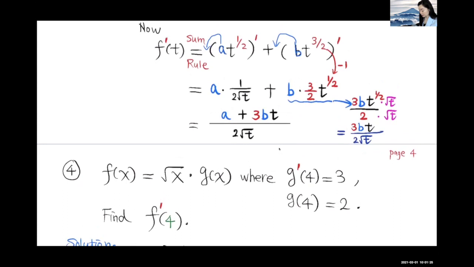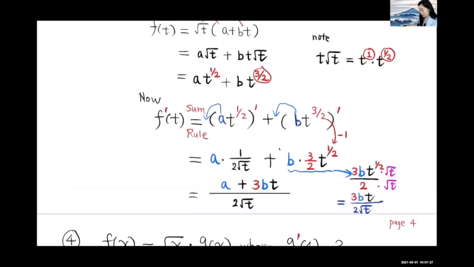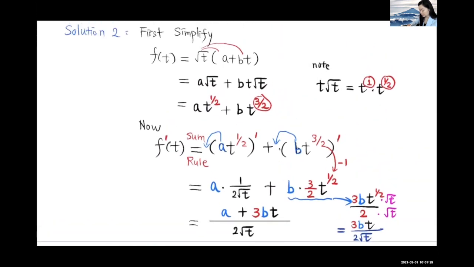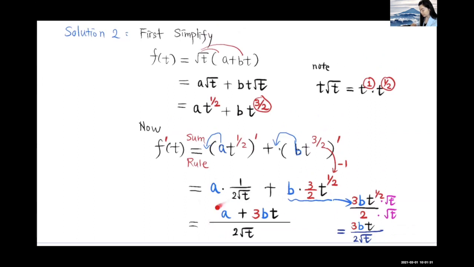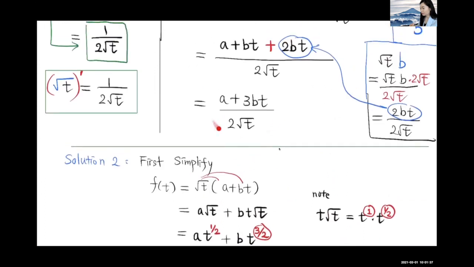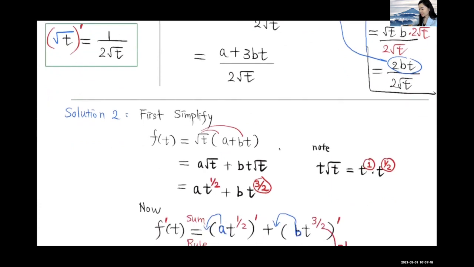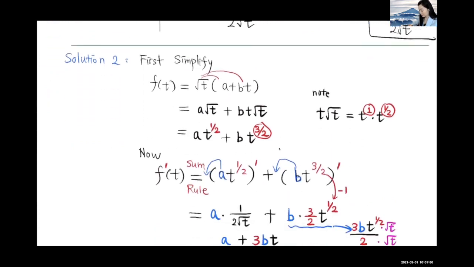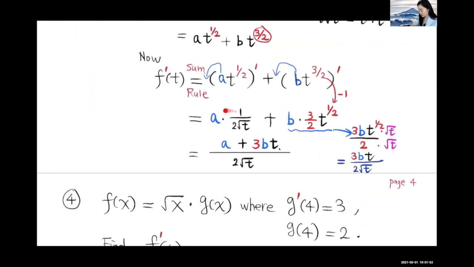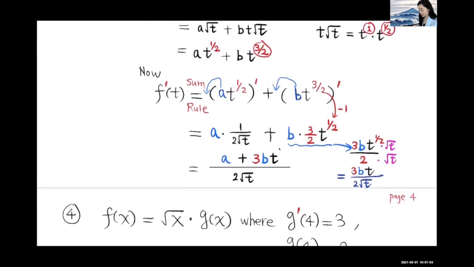Okay, now you see the result here is the same as the one that we got by the first method. You look at this answer over here. It's the same result we got by using the product rule, right? However, which one do you think is simpler? Looks like the second way is simpler, right? It's a little bit simpler, because the sum rule is simpler than the product rule.